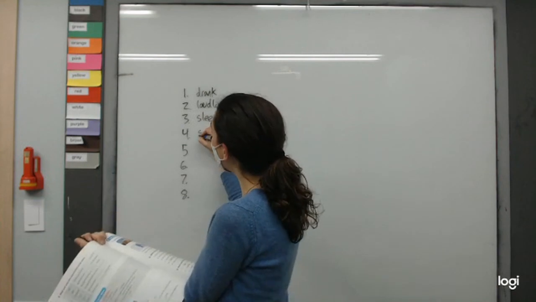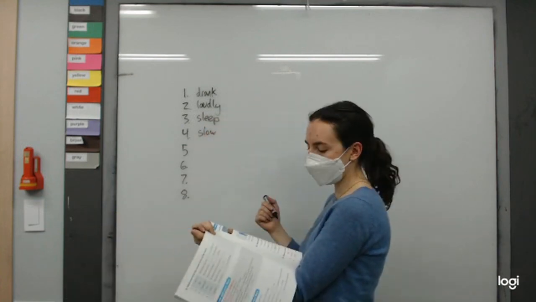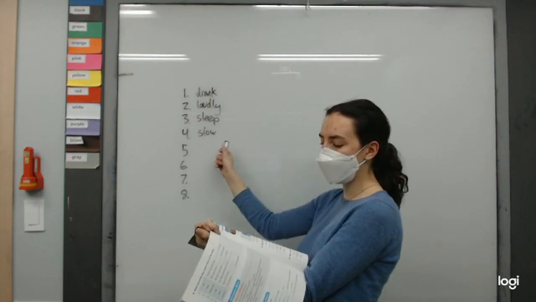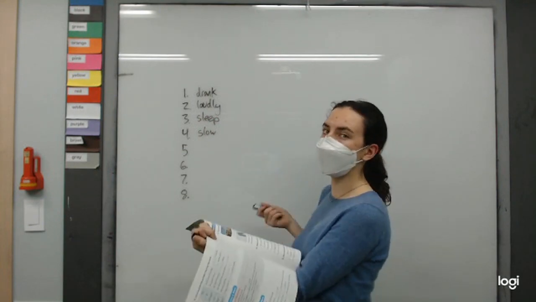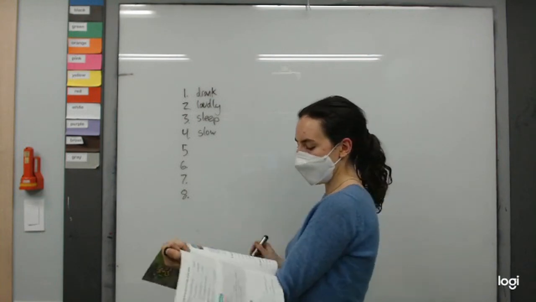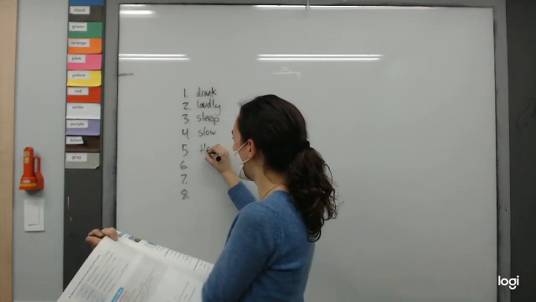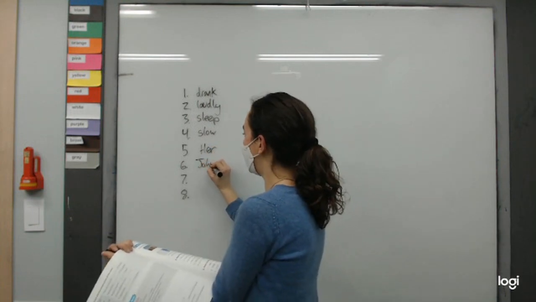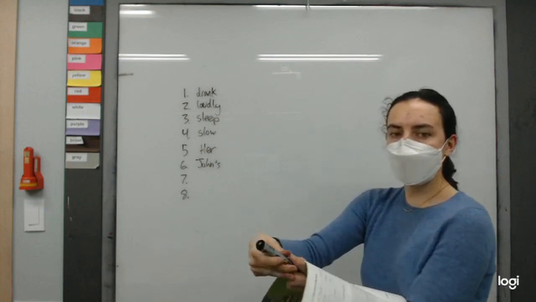They are slow runners. Runners is a noun, so we want slow, not slowly, because slowly is an adverb, and slow is an adjective, which talks about nouns. Okay, number 5. Her name is Mary, and I will be at John's party tomorrow. Okay, again, check before I erase.